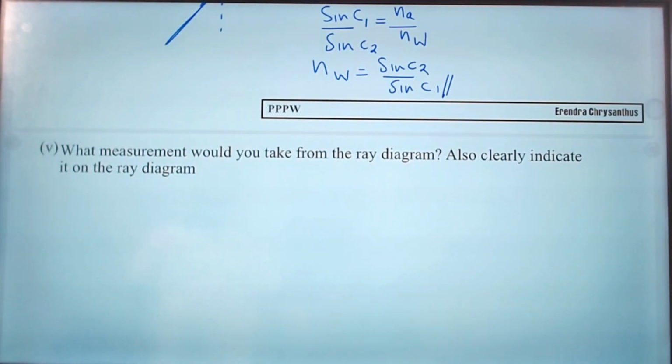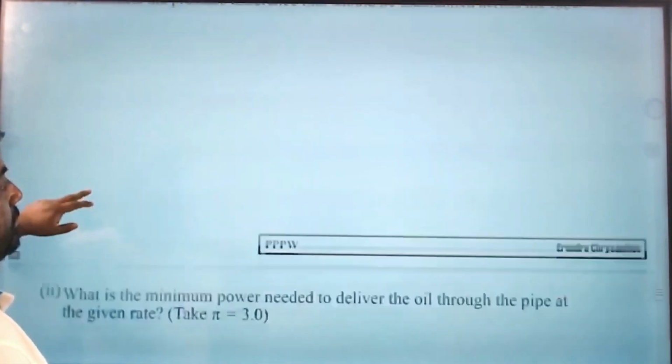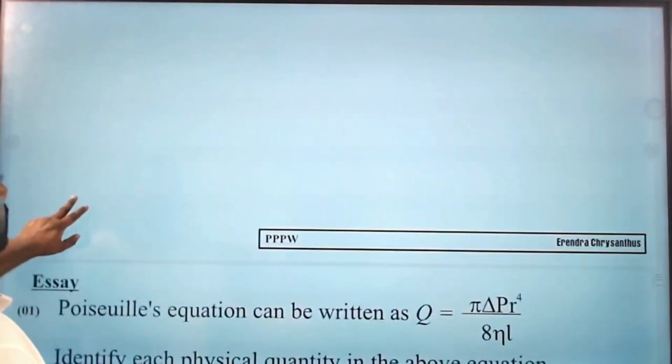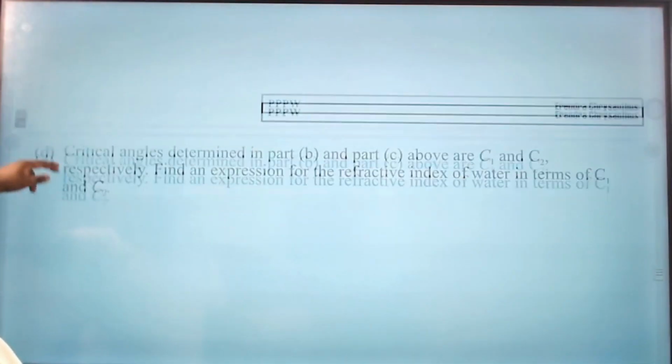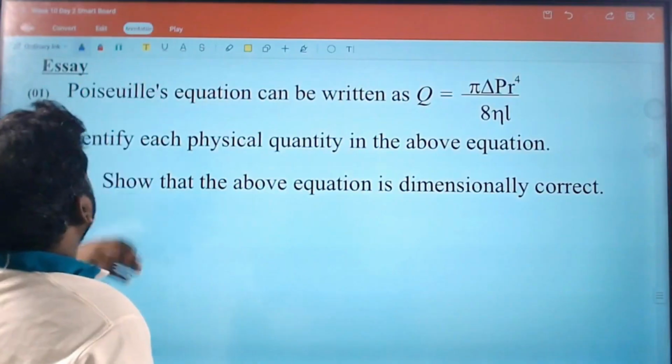What measurement would you take from the ray diagram? Now, these are earlier ones which we did. Essay question.